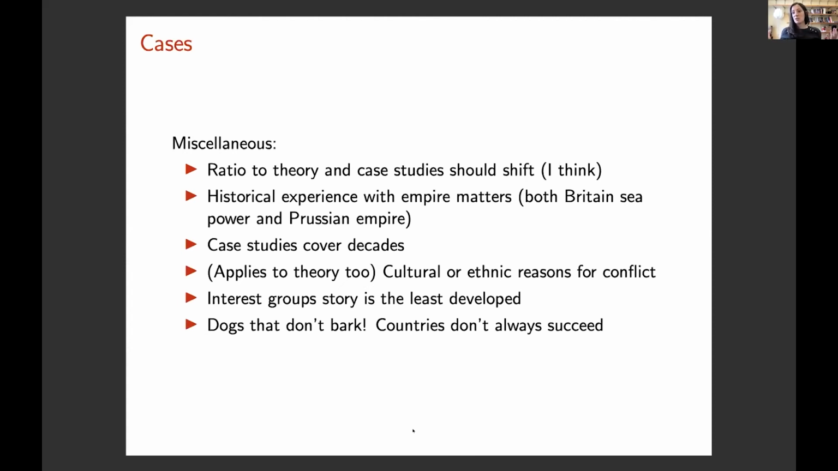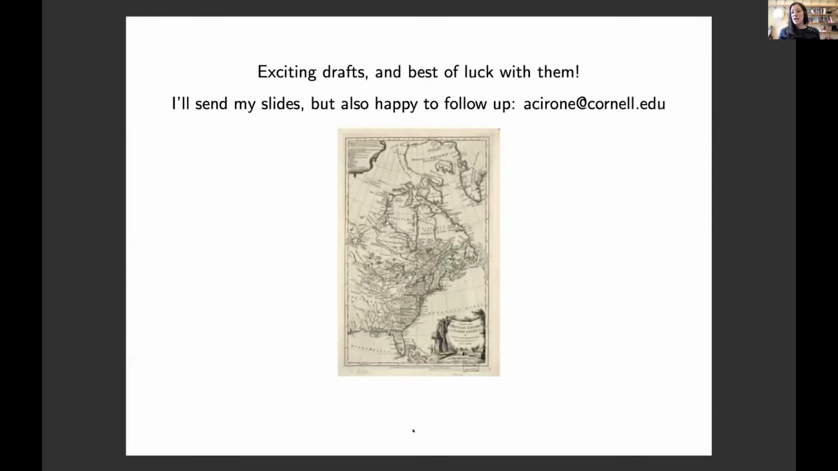Also, finally, dogs that don't bark. So, colonialism, imperialism doesn't always succeed, right? So does this affect your theory? Does this affect your cases? That's kind of in the background. But anyway, really ambitious paper, lots of neat stuff going on. I will send my slides to both the discussants, but again, happy to follow up and continue the conversation. And it was a pleasure to read these papers.